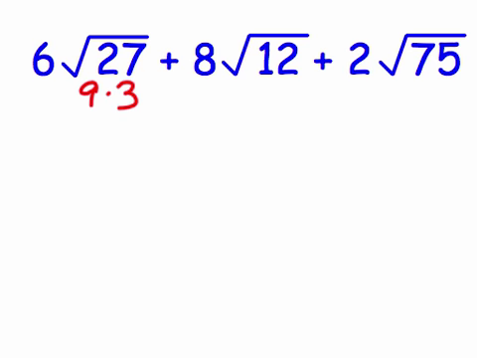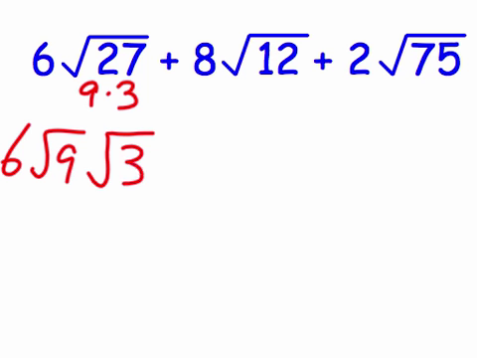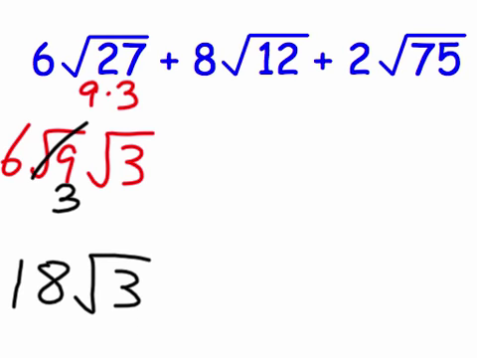I'll write it out like you should. Some of you are able to skip this step, but that's okay. So I can break that up to the square root of 9 and square root of 3. And square root of 9 is really 3. And 6 times 3 is 18. So I have 18 times the square root of 3.